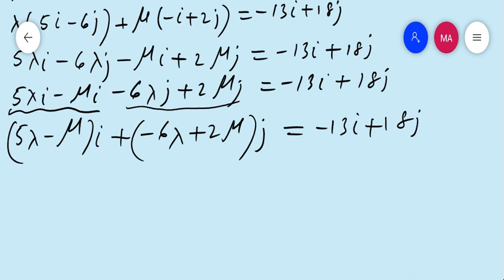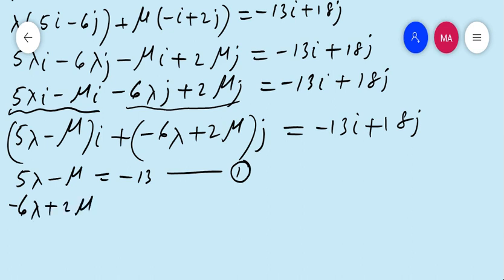Compare the coefficient of i on both sides. On the left hand side it is 5 lambda minus mu, on the right hand side it is minus 13. This is equation number 1. And the coefficient of j on the left hand side is minus 6 lambda plus 2 mu, on the right hand side it is 18. Equation number 2. Now these are simultaneous equations.